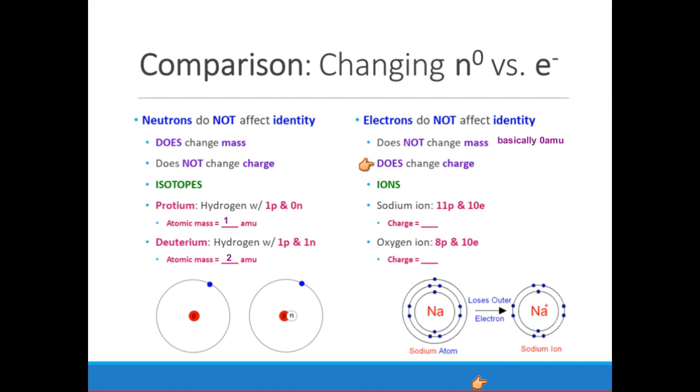However, electrons, what is the charge of an electron? Okay, we've got +1, 0, -1. What is the charge of an electron? Yeah, it's going to be -1, right? So it has a charge of -1.